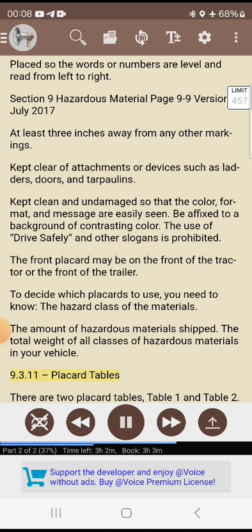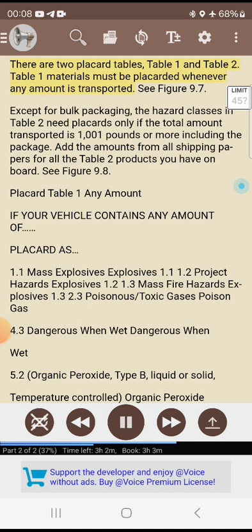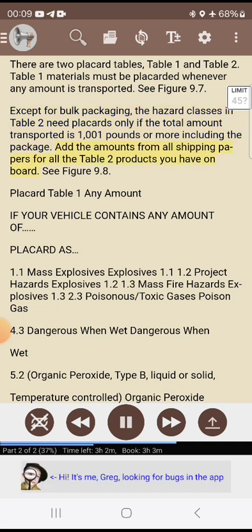9.3.11 Placard Tables. There are two placard tables, Table 1 and Table 2. Table 1 materials must be placarded whenever any amount is transported. See Figure 9.7. Except for bulk packaging, the hazard classes in Table 2 need placards only if the total amount transported is 1,001 pounds or more including the package. Add the amounts from all shipping papers for all the Table 2 products you have on board. See Figure 9.8. Placard Table 1, any amount.